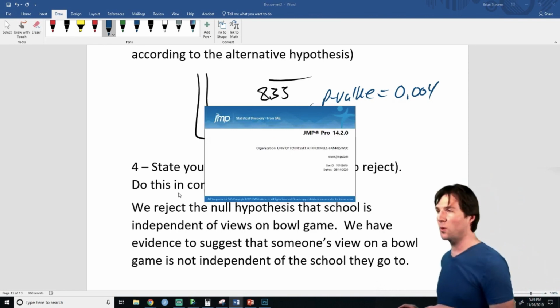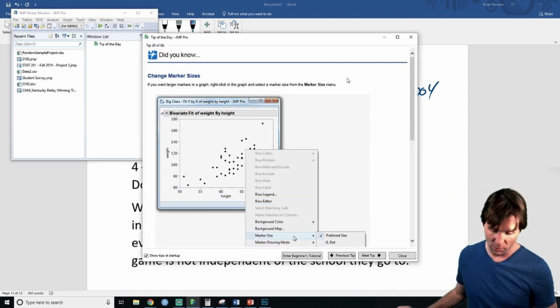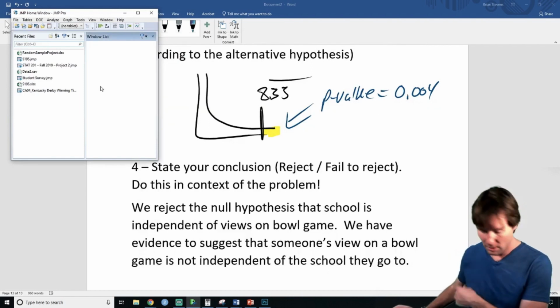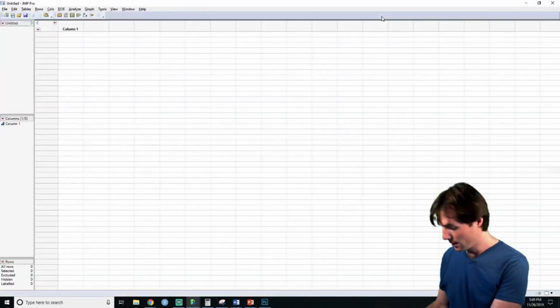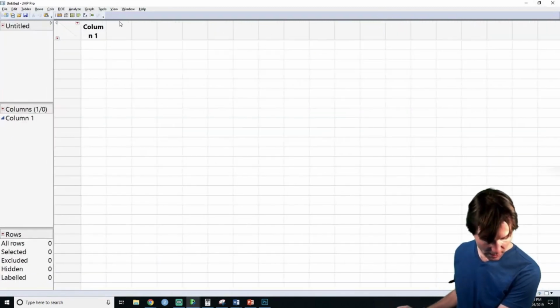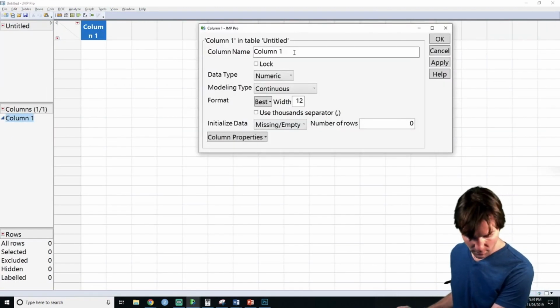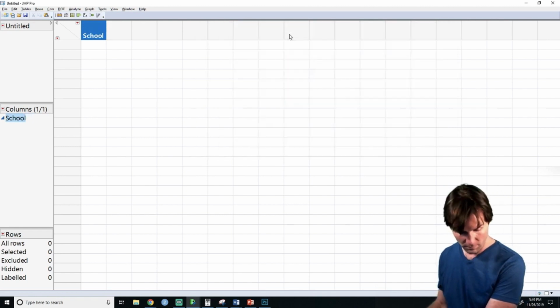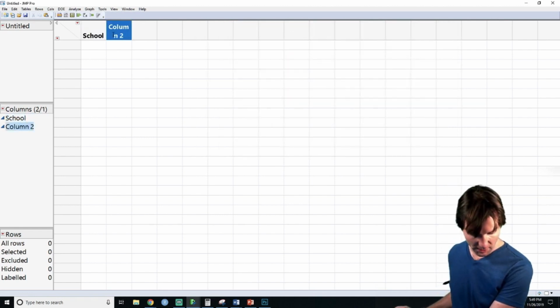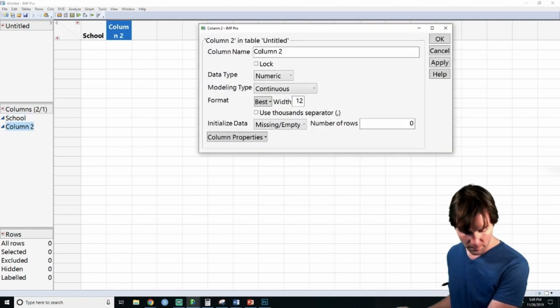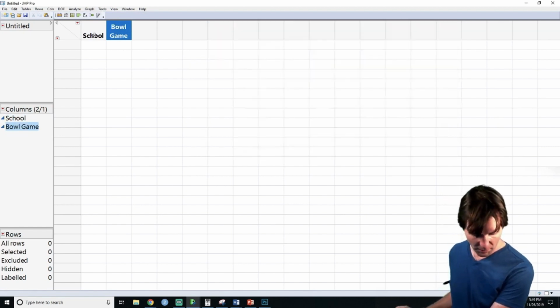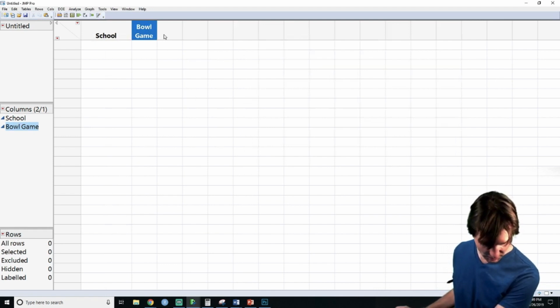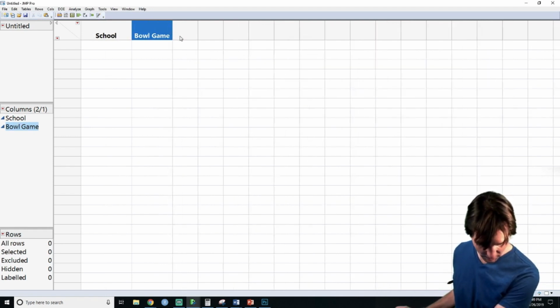We're going to throw this into JMP real quick right here and make sure we did it correctly, and we're actually going to view the visualization of it. So let's hop in here to JMP, open up a new data sheet, and do it. So what we need right here is school. And what we need right here is bowl game. And this will be help for the homework assignment if you're doing those. You can enter this into JMP. So this is a little homework help.